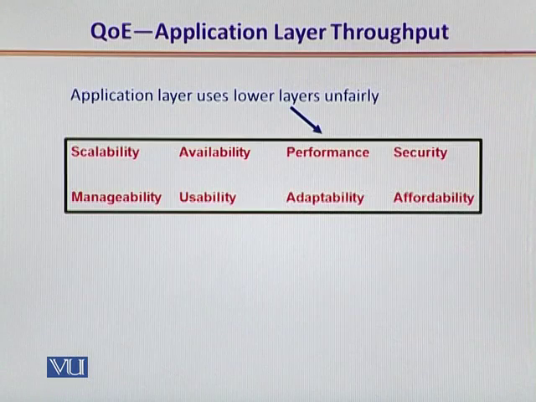application layer throughput. It is interesting to observe that the application layer looks at the lower layers in an unfair way. What I mean to say is that the application layer invokes the lower layer functionalities according to its requirements, and therefore there is a kind of conflict between different applications in competing over the resources of the lower layers.